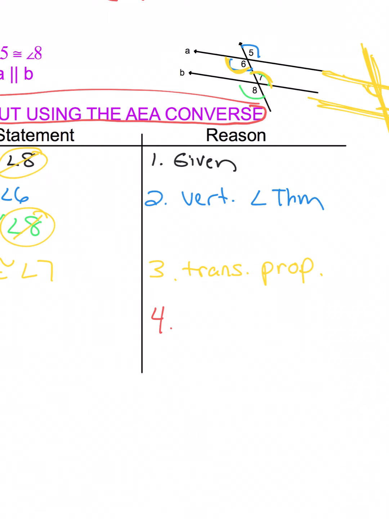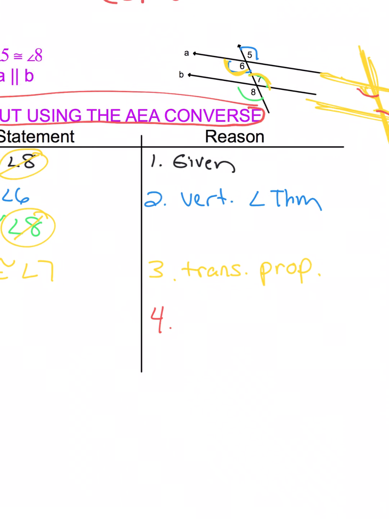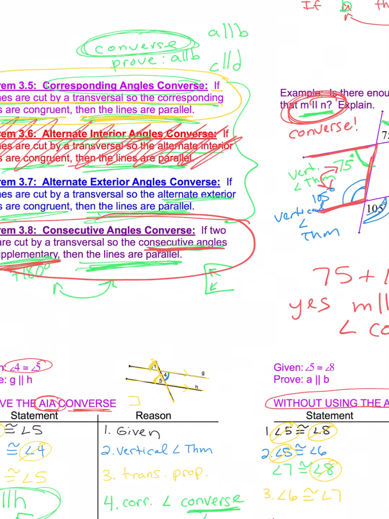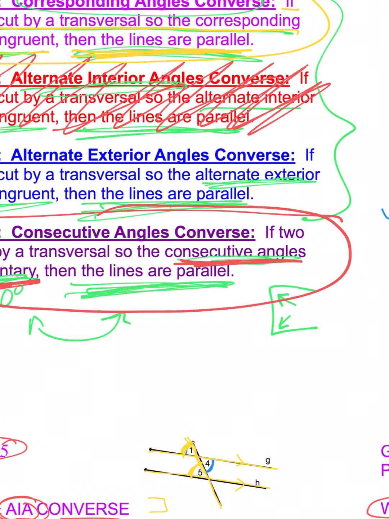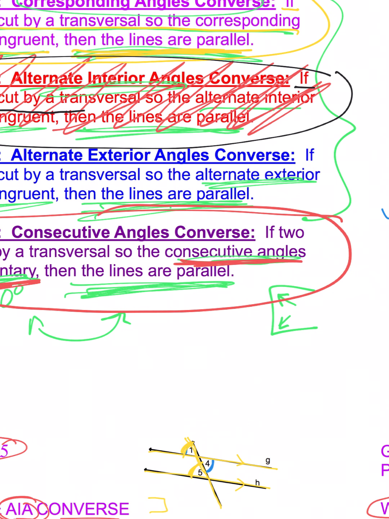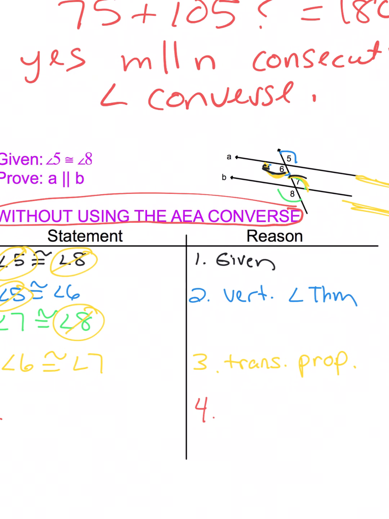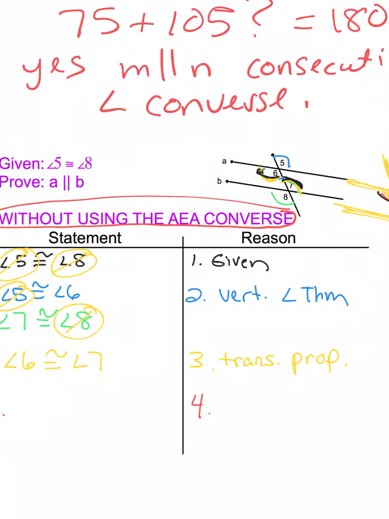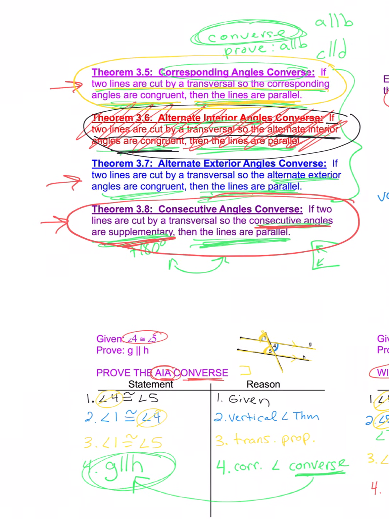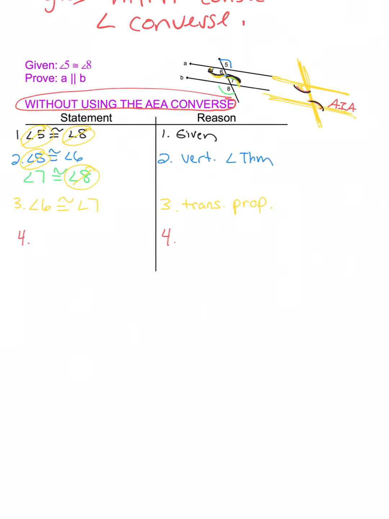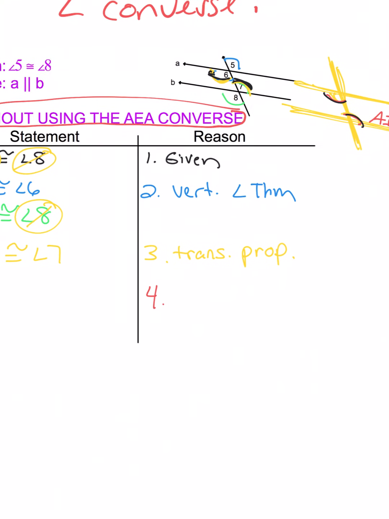Alternate interior angles. So we know that the alternate interior angles here are congruent. So if I go back up and I look at all of my converses, I know I crossed this one out, but you guys can still read it right here. It says, if two lines are cut by a transversal so that the alternate interior angles are congruent, isn't that what we have here? We have a pair of alternate interior angles that are congruent. So if we have that, then the lines are parallel. So now we can prove that A is parallel to B.